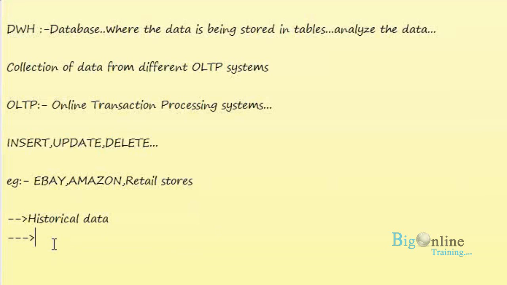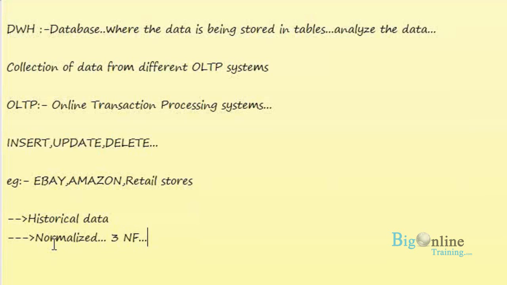The OLTP systems will not have historical data, and the data in the OLTP systems is completely normalized. Normalization is the process of organizing the data into tables, or distributing the data into tables. All these OLTP systems are normalized up to third normal form.